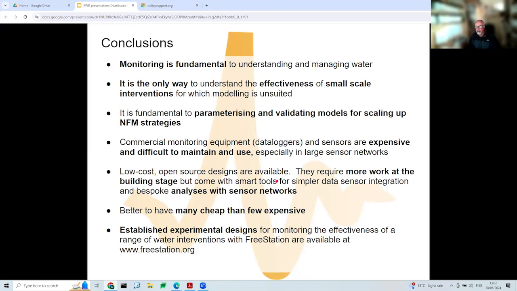Whereas low-cost open source designs are available, FreeStation, but also other projects out there that you can find. They require more work at the building stage, of course, but often come with smarter tools for data integration and analyses. It's always better, I think, to have many cheap data loggers than a few expensive ones in terms of resilience, for example. We have developed established experimental designs for monitoring the effectiveness of a range of water interventions, including NFM, which are available at the FreeStation website alongside the designs for the equipment.